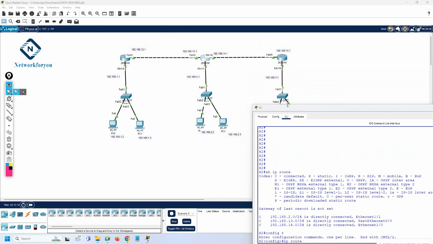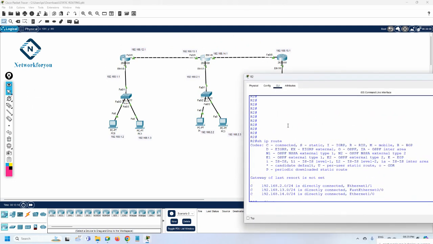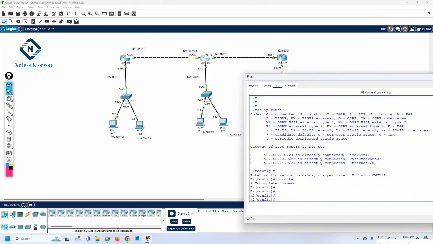So what I will do here, I will go here and in this place, I will write ip route. You need to write the network ID. This is a destination IP. You need to write the network ID. So you write ip route 192.168.1.0. Give a space, 255.255.255.0. Next hop. What is the next hop? You are understanding, right?